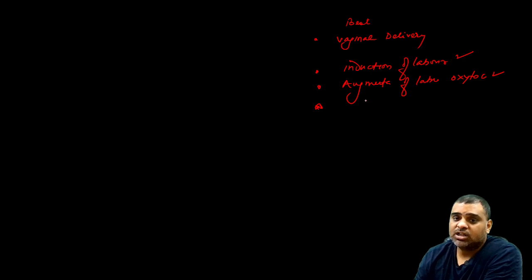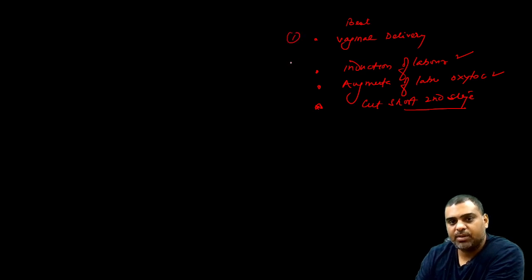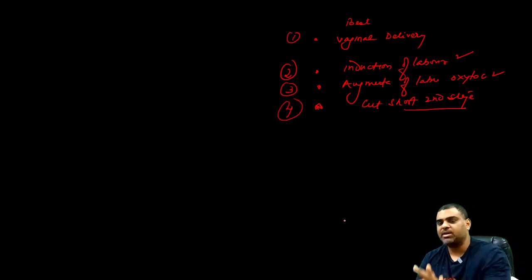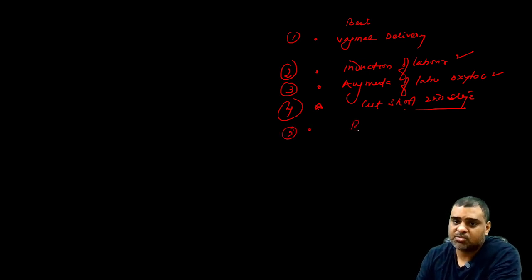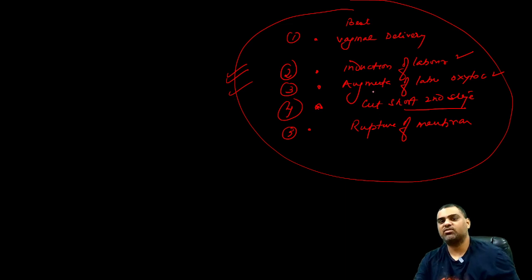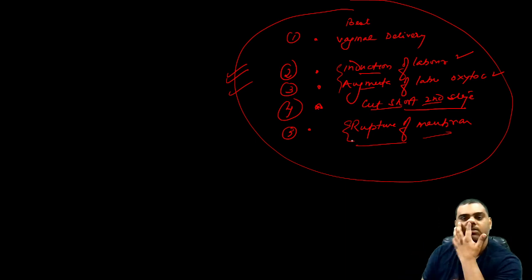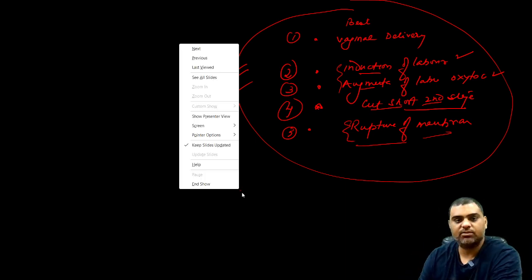This is very important. Can you cut short the second stage of labor? Yes, you can, but it is not mandatory. So understand these points. Vaginal delivery is preferred. Induction of labor can be done, it is not a contraindication. Augmentation of labor can be done. Cutting short the second stage can be done, but it is not mandatory. Fifth, rupture of membranes can be done. So always remember these 5 points, because they can confuse you around induction of labor, augmentation, cutting short the second stage, and rupture of membranes. These things can be done. You have to remember this.